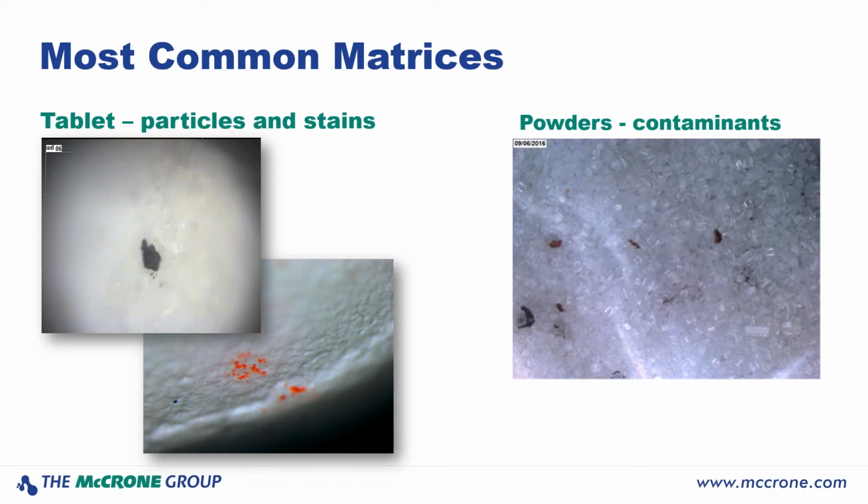We see a lot of tablets that have either discrete particles in them, where we can shave away some of that tablet material and pull out a whole chunk of something. Other times we see smears or stains on the surface. We're going to do the same thing. We're going to go in with our tungsten probe and we're going to remove the tablet material and isolate just that stained portion. But with fine powders, it's a lot harder to completely remove the matrix.